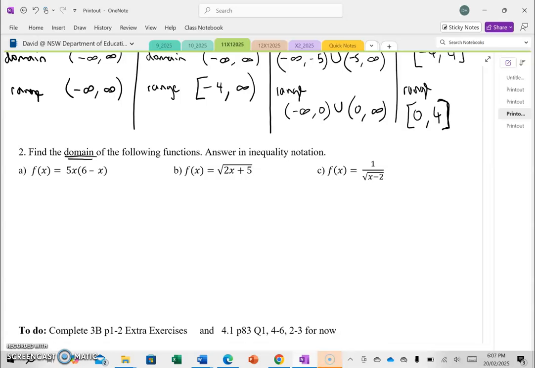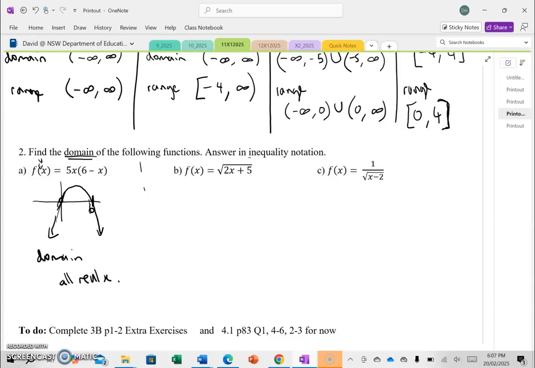This one here, if you expand it, you get a -x², so it's going to be a sad face parabola. You might recognize that. For the x-intercepts, set y equal to 0, and you get 0 and 6, and it's a sad face. So it looks something like that, should cross the origin. But convince yourself that we only care about the domain. For inequality notation, you just write all real x.